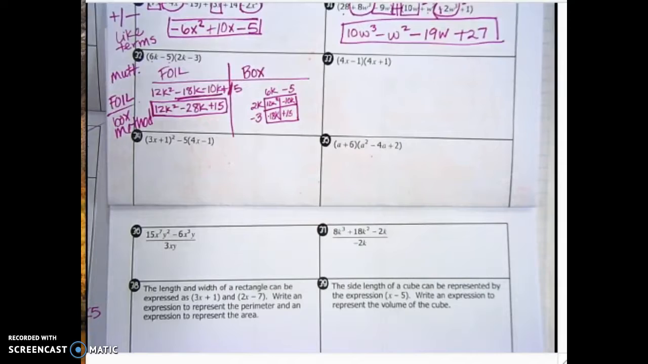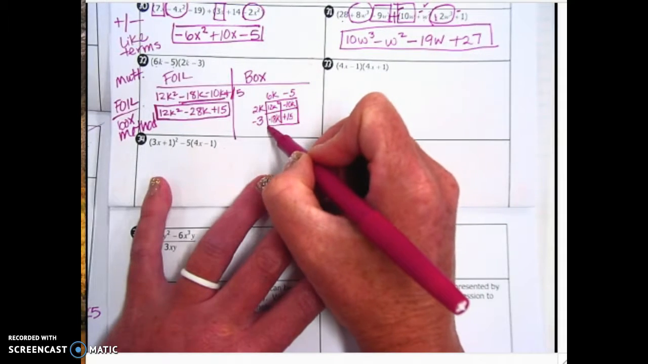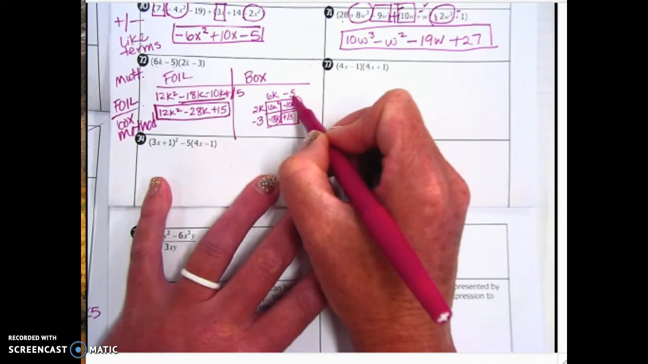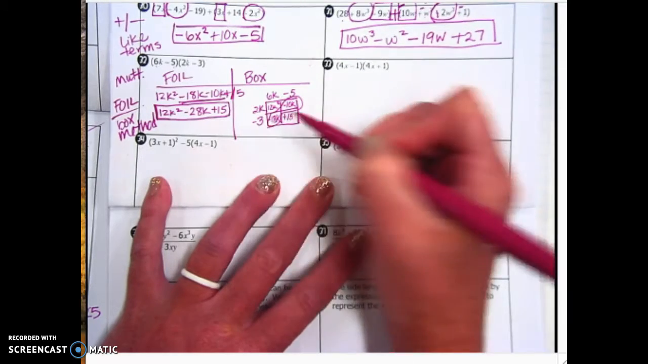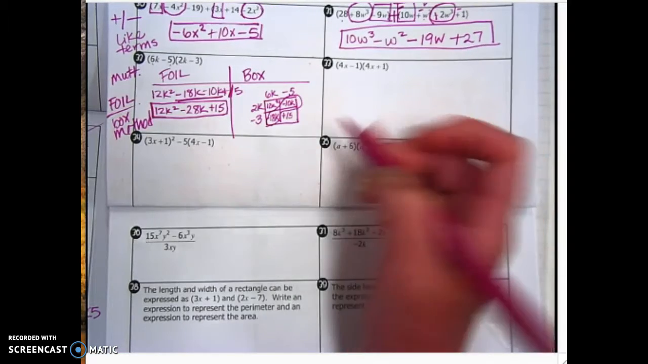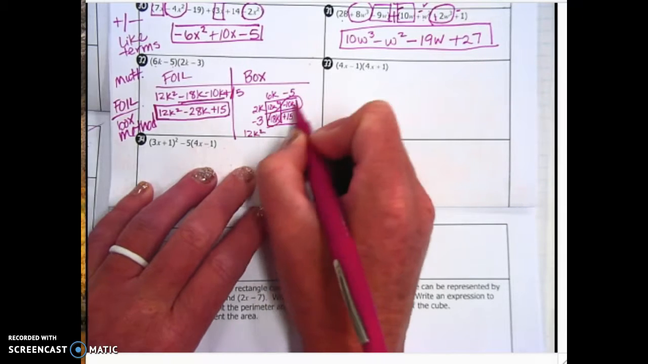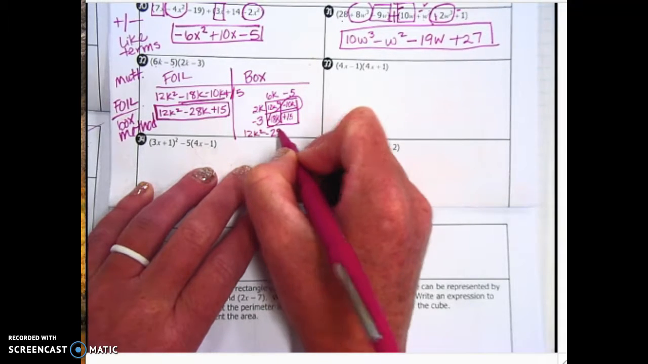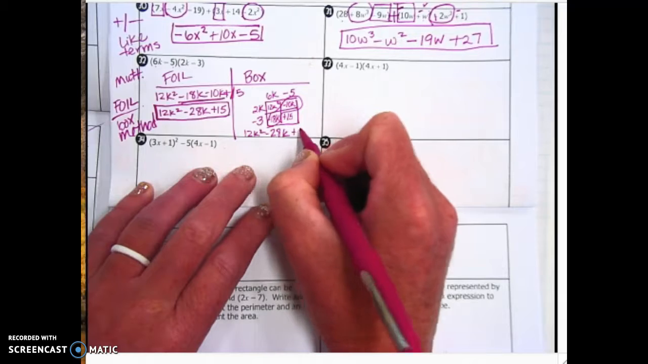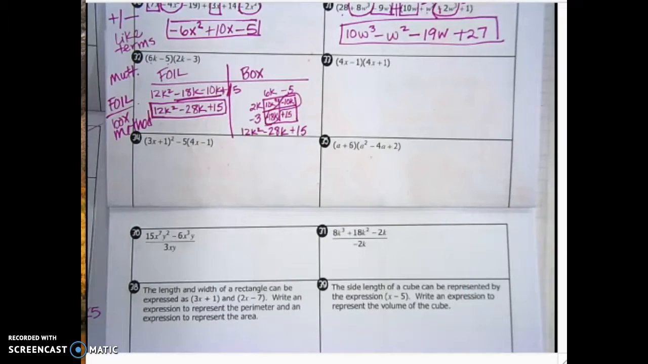What's nice about the box method is you can easily see that this box and this box are your like terms. So you don't have to write them out each separate. You can combine them in one step. So you'll take your 12k squared, combine these two to get negative 28k, and then the 15 doesn't have a like term. So it kind of helps you skip a step.